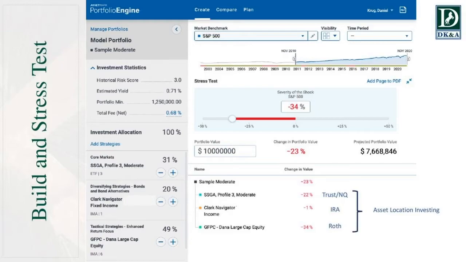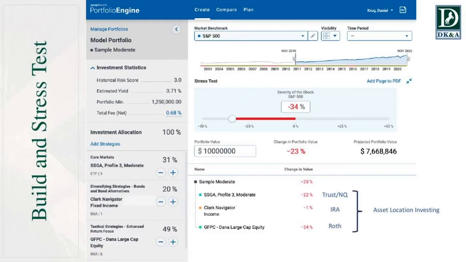Now, let's take a look again. That slide bar in the center there, the S&P. We're going to show the S&P going down 34%. What happens to the portfolio if the S&P drops 34%? Well, let's take a look at it. As a whole, the portfolio goes down 23%. But let's take a deeper dive.